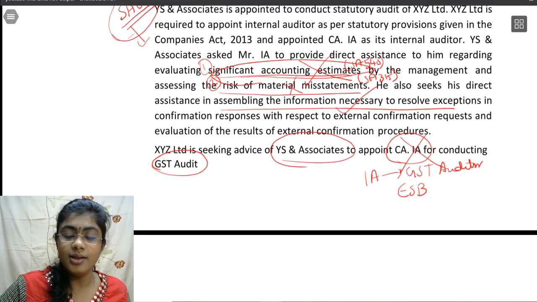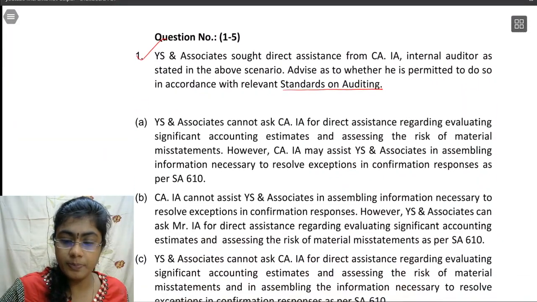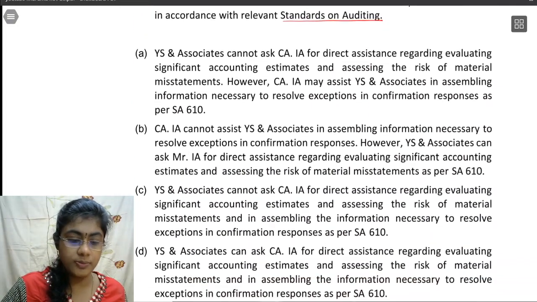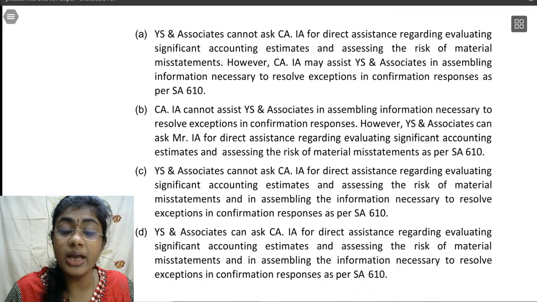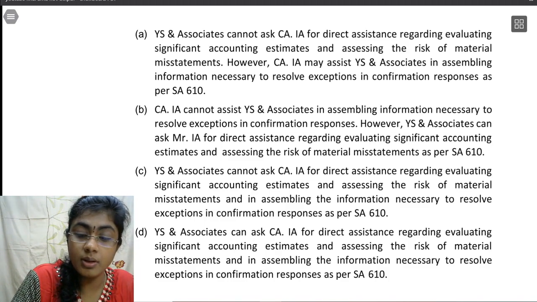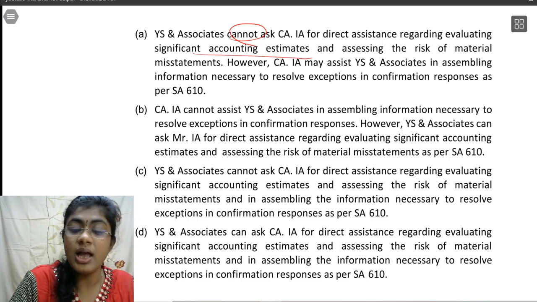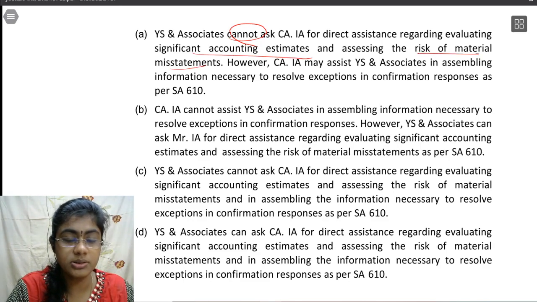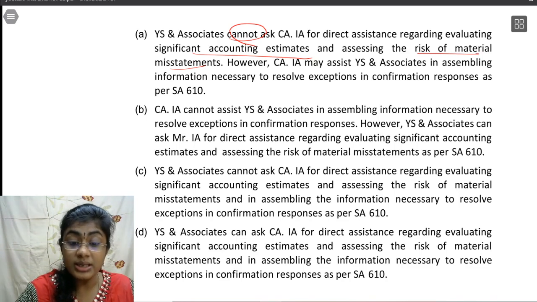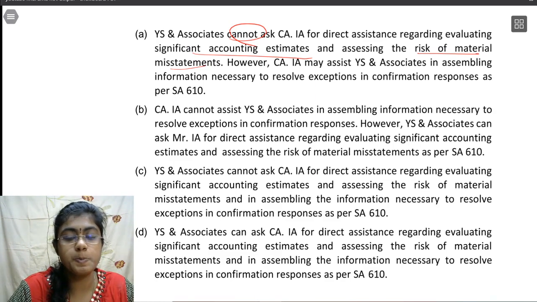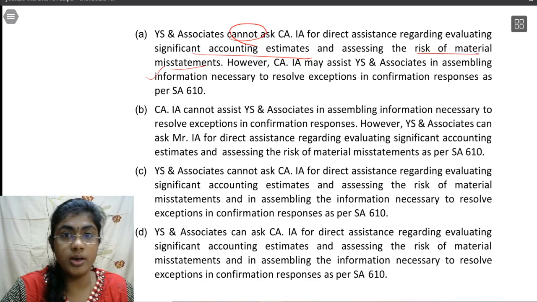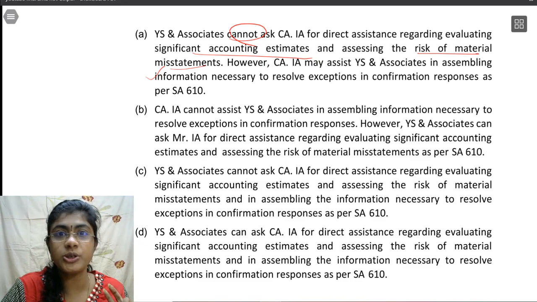Okay. Now coming back to that question. Reading the options. A option: YS Associates cannot ask CAIA for direct assistance regarding evaluating accounting estimates and assessing the risk of material misstatements. Correct. However, CAIA may assist YS and Associates in assembling information necessary to resolve exceptions. This seems to be correct, but wait, we'll read the other options also.